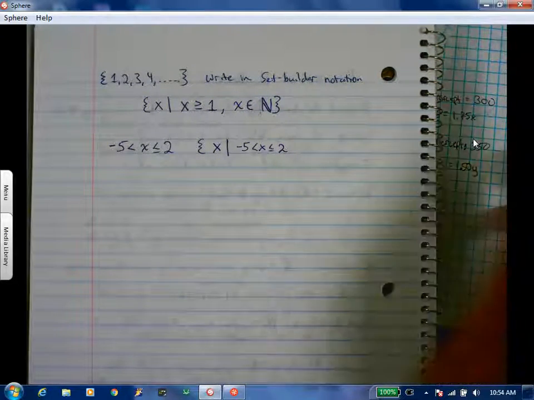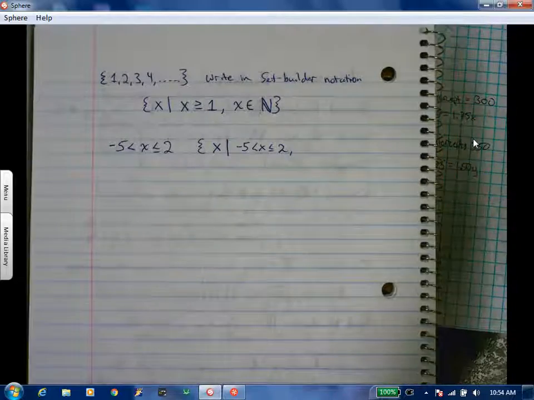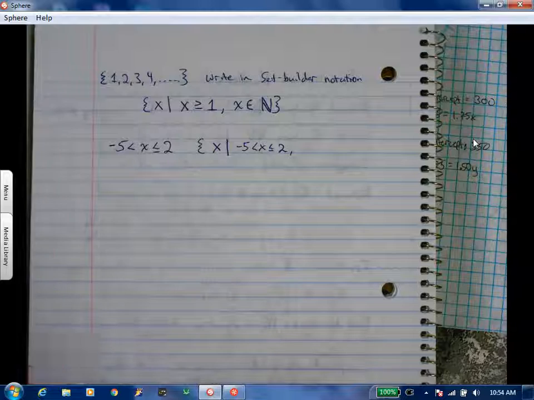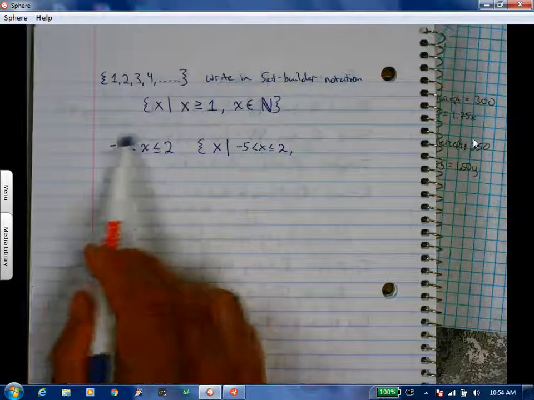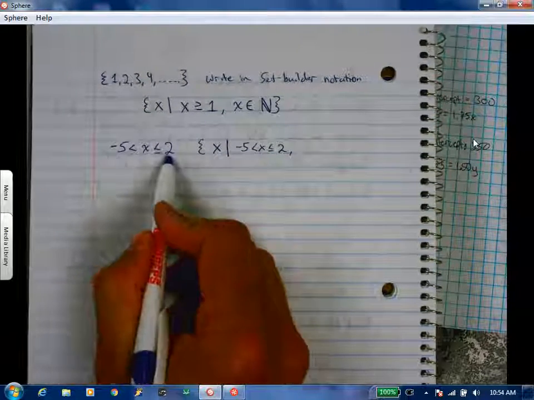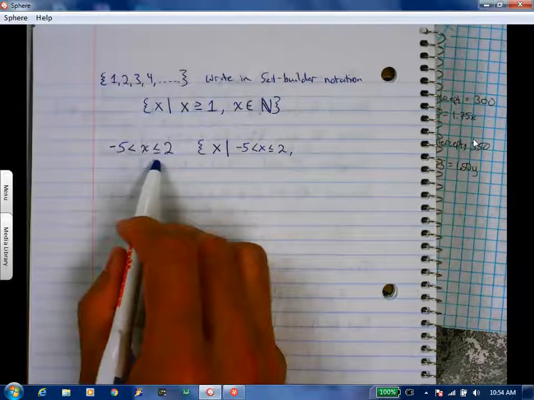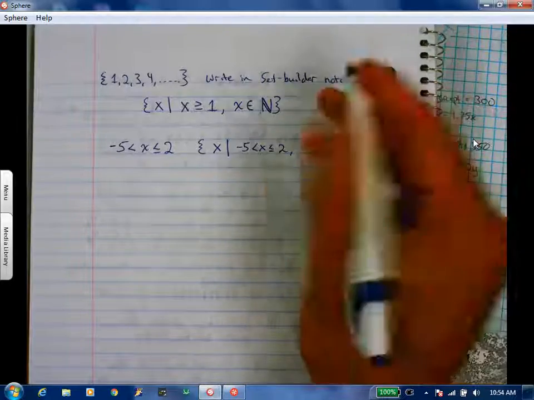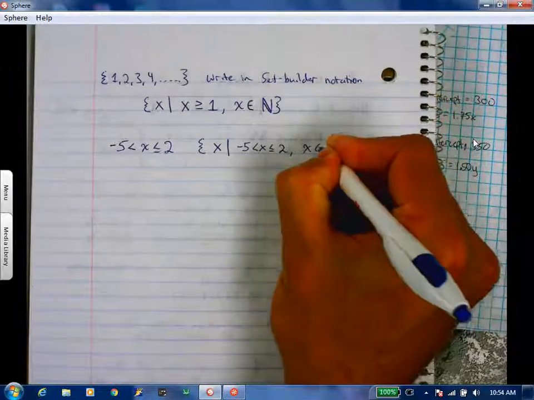Now, the question you ask yourself is, can you include fractions and decimals? It's just saying x is between -5 and 2. So is it saying anything about excluding the fractions, decimals, irrationals, all that? No. So in this case, x would belong to the real numbers.